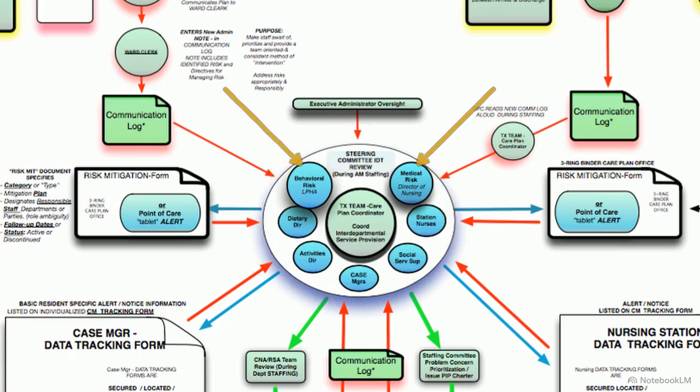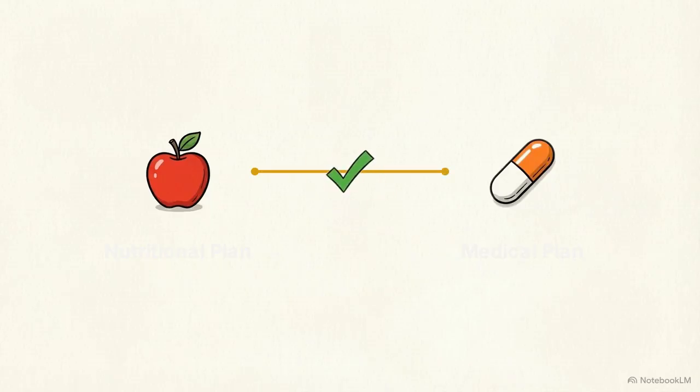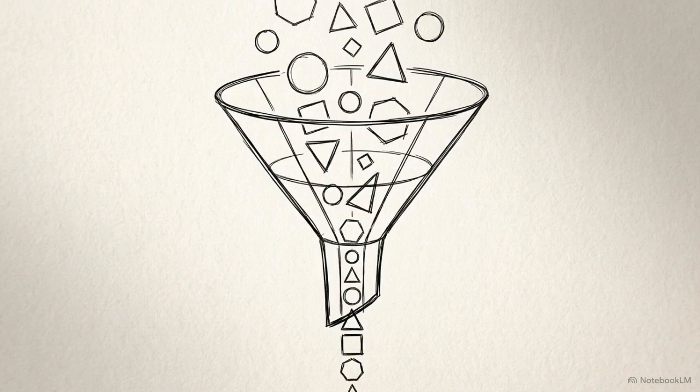The diagram shows the diverse roles forced into this cross-functional review. Under executive administrator oversight, the explicit purpose of these directors is to build a coordinated strategy. These directors bridge the gap between specializations. If the dietary team proposes a nutritional intervention, the medical director ensures it does not conflict with a newly prescribed medication. This engineered bottleneck prevents individual departments from executing isolated mitigation plans based on incomplete data.